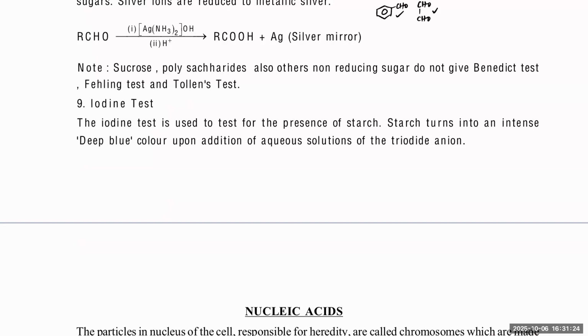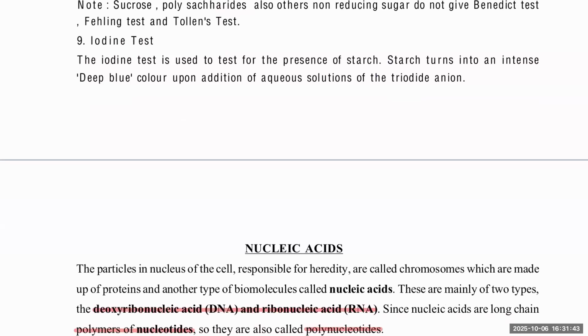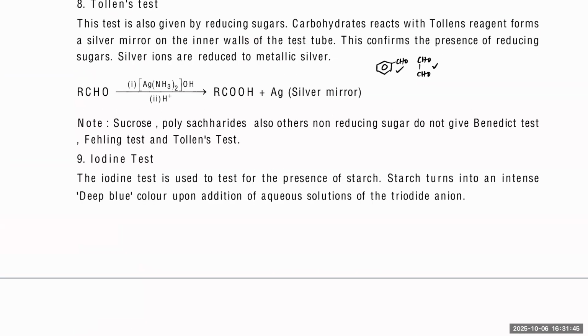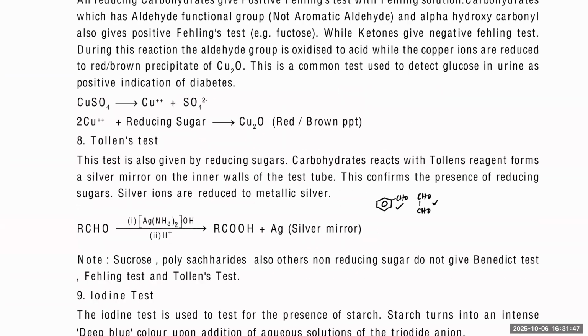Done, beta. Right. So iodine test is mainly used for starch, only for starch. If you add iodine to starch, it will turn into a deep blue coloration. So that refers to the presence of starch. That's it. So these are all the tests that you need to know. Clear? From the test point of view, what you need to learn from biomolecules tests is carbohydrate tests and amino acid tests.